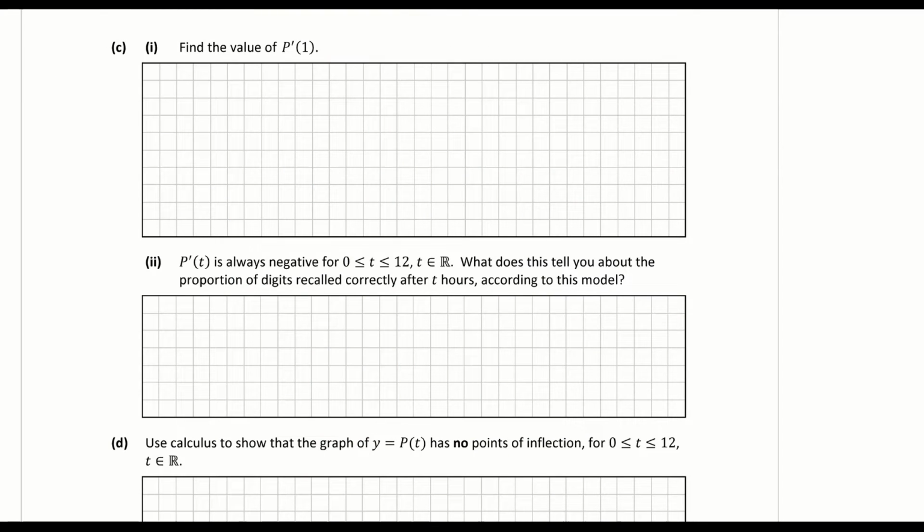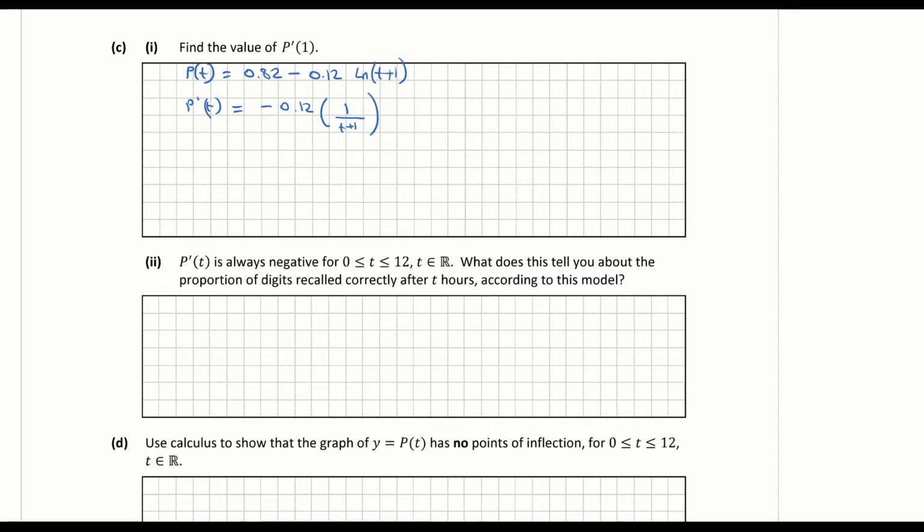Part C, part 1, find the value of p dash of 1. So this is the derivative of the function. So just taking down my function from the previous part, I get to differentiate this now. So p dash of t, so I need to differentiate it before I can sub in 1. Differentiating the constant will go, so that's leaving me with minus 0.12 times the derivative of ln of t plus 1. Using my log tables, that's giving me 1 over t plus 1. So that's the derivative of p of t.